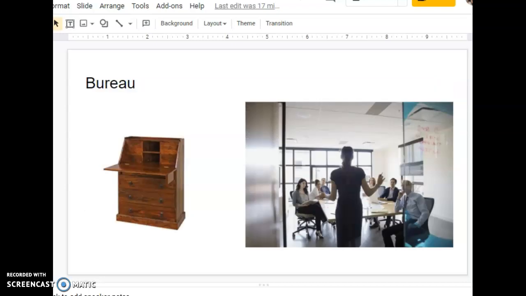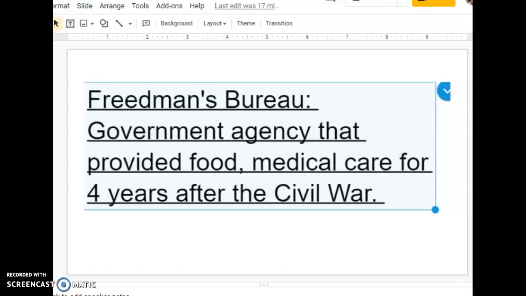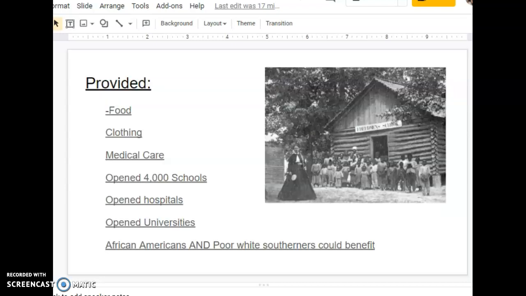A bureau, that's kind of a weird word. It can mean a piece of furniture, but it can also mean organization. So when we say Freedmen's Bureau, we mean a government organization. The Freedmen's Bureau also provides food, clothing, hospitals, and medical care. It opens 4,000 new schools for poor white children and black children, opened historically black universities, and it sets out to not only help these former slaves, but also help the poor white Southerners, who could benefit from it as well.